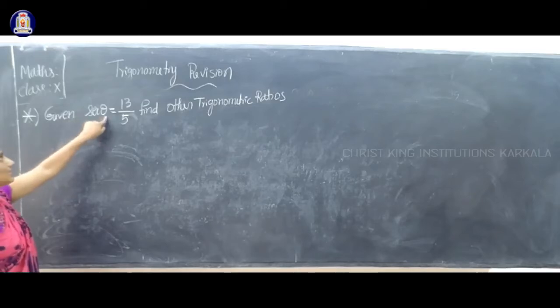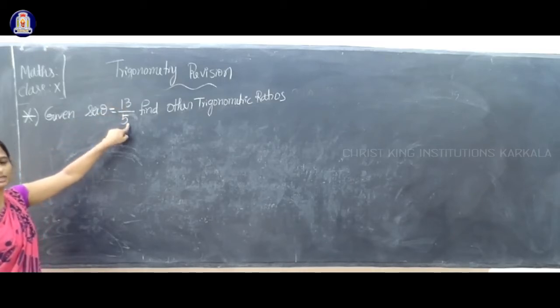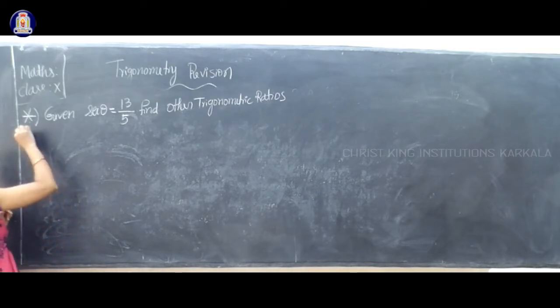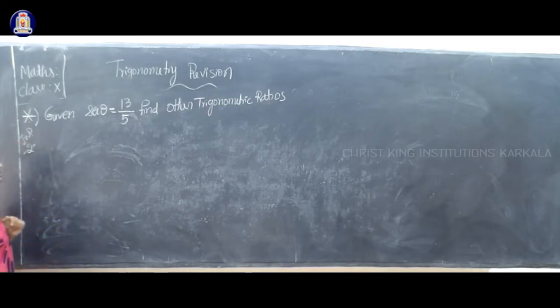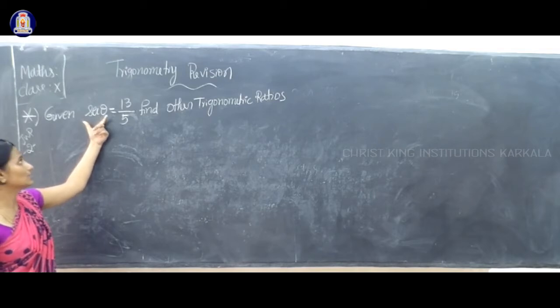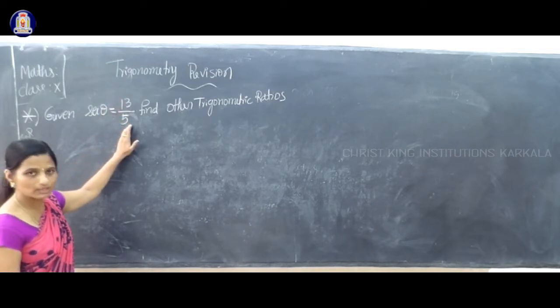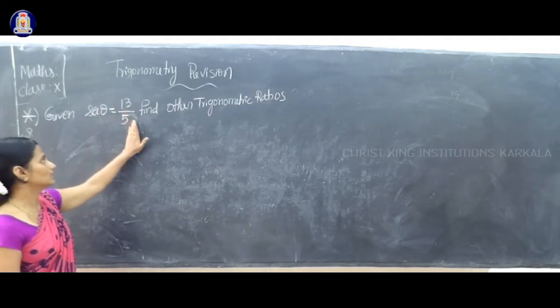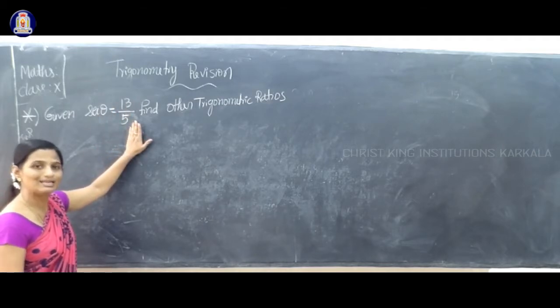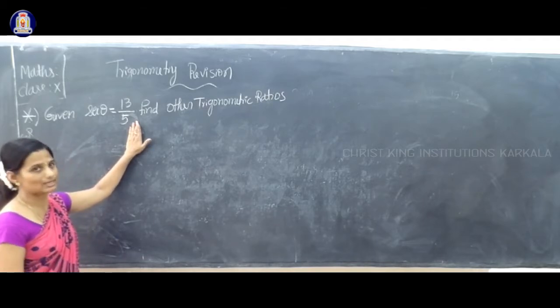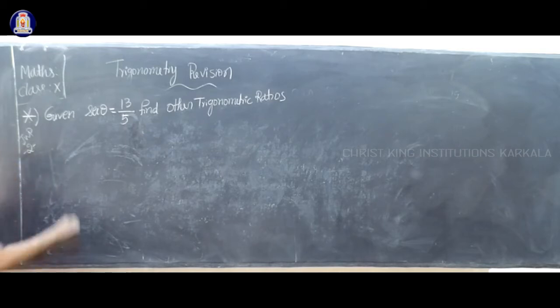Given secant theta is 13 divided by 5, find the other trigonometric ratios. All these types of questions are important for 2 marks. They don't ask for all the trigonometric functions. They might ask: secant theta is 13 divided by 5, find cos theta. Or find tan theta and cot theta. Or find sin theta and tan theta. Questions like these.